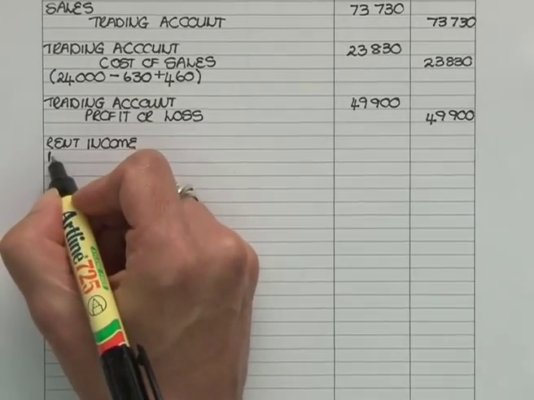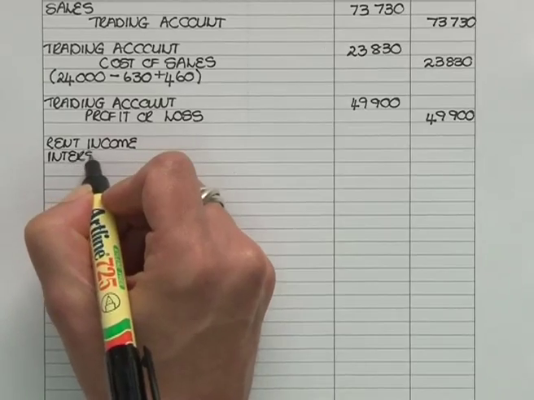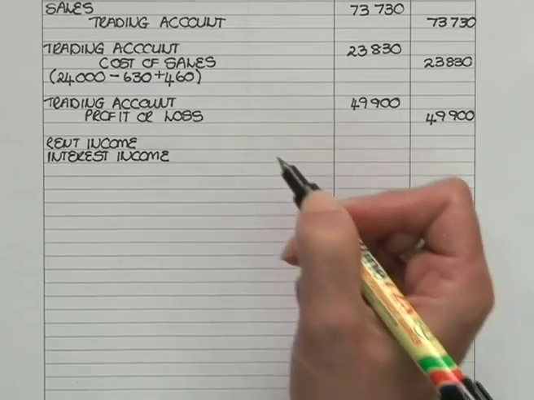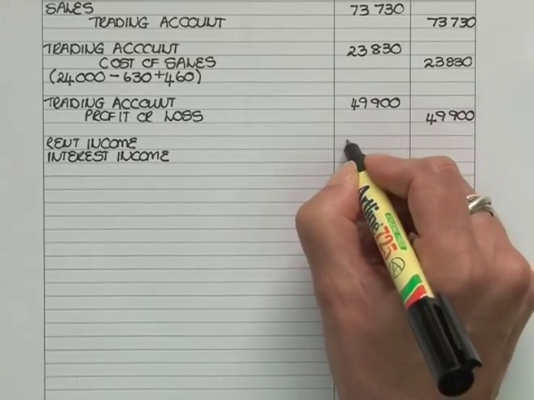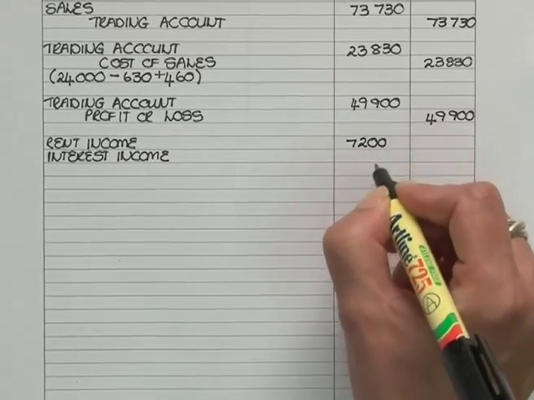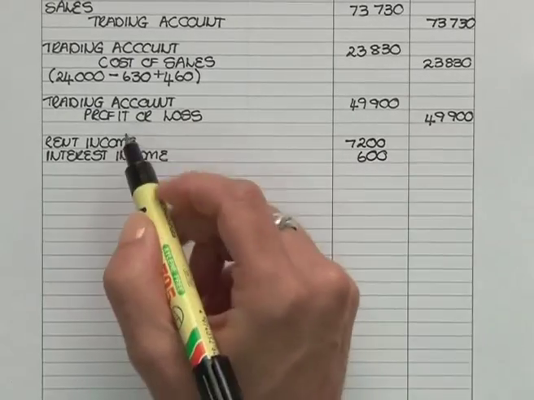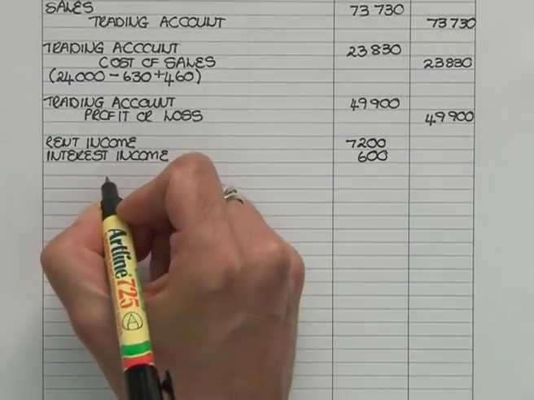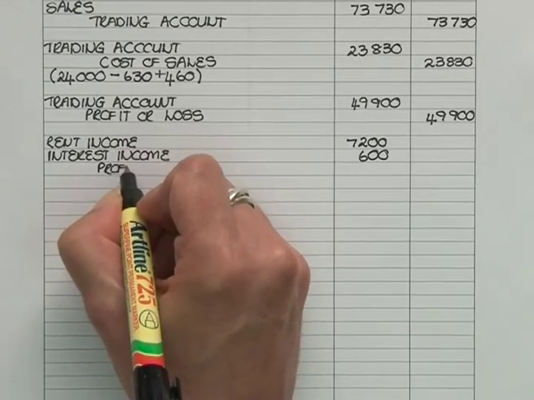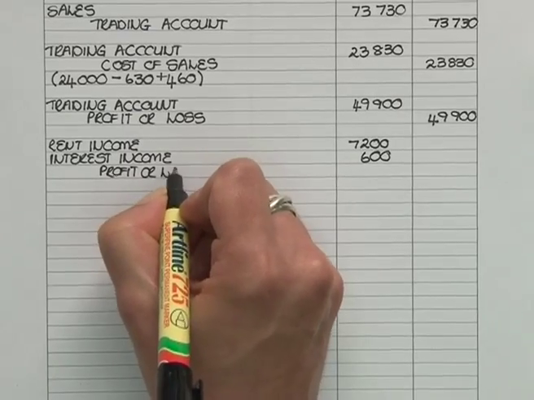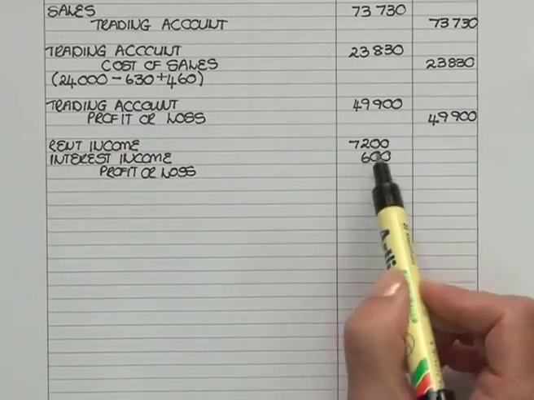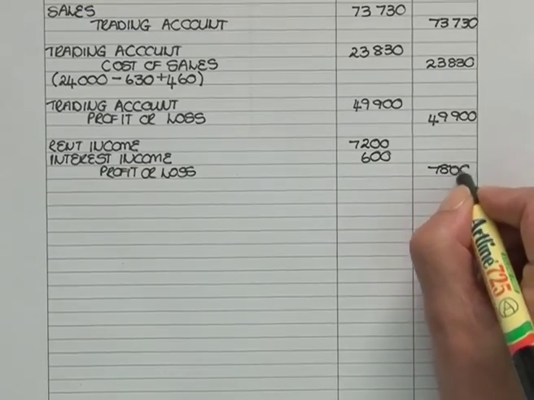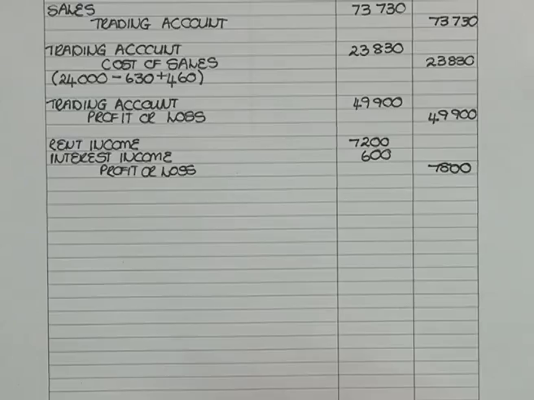The other income item that we also have to close off is the interest income. And from our post-adjustment trial balance, they amounted to 7,200 and 600 Rand. That's all the income earned during this year after adjusting it for certain accounting concepts. And I close that off to the profit or loss account. So the two of them added together will increase my profits with 7,800 Rand.